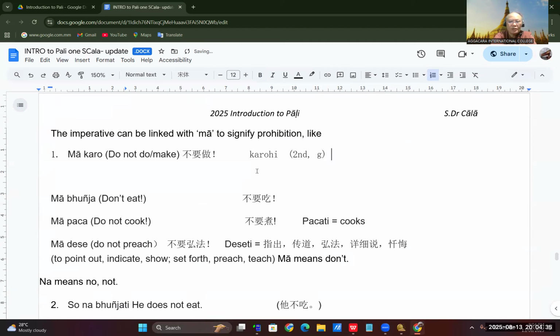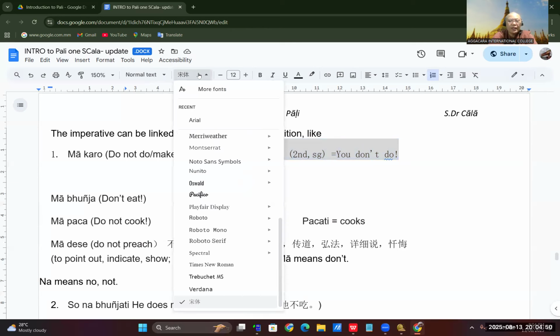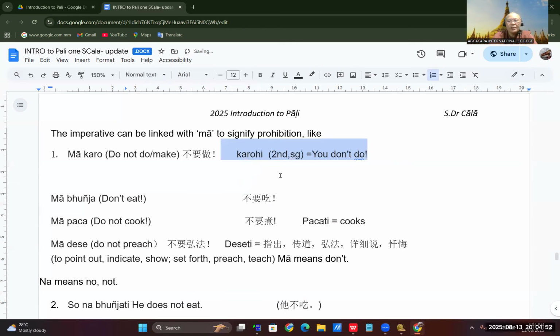So the whole thing means you don't do, right? You don't do like this means I command you. So in this case, the imperative mood is no more a prayer or wish or whatever. It's just a command. Okay, ma karo, don't do. It's a command here. So this signifies a command.